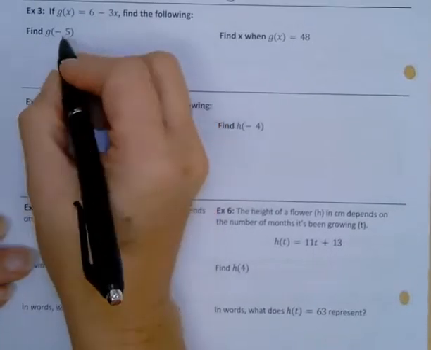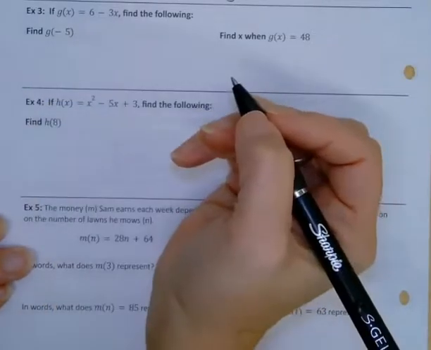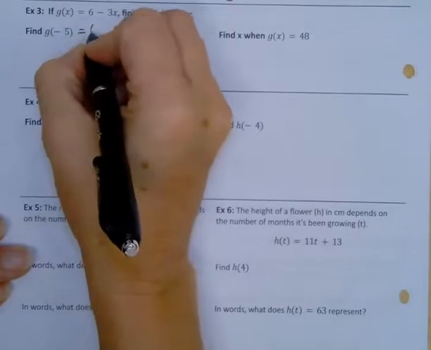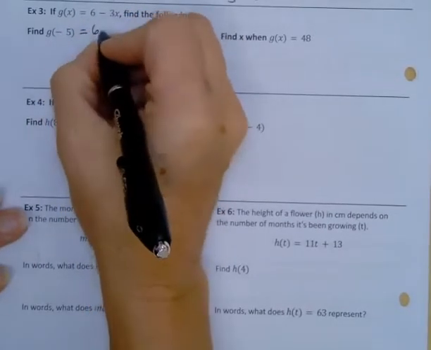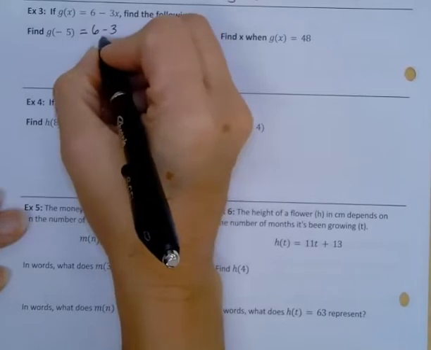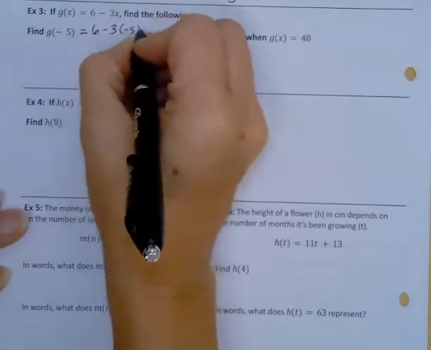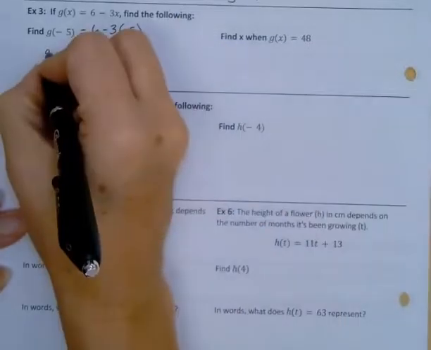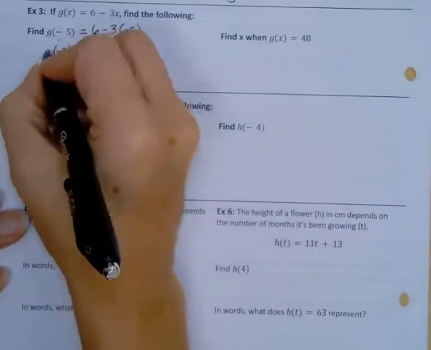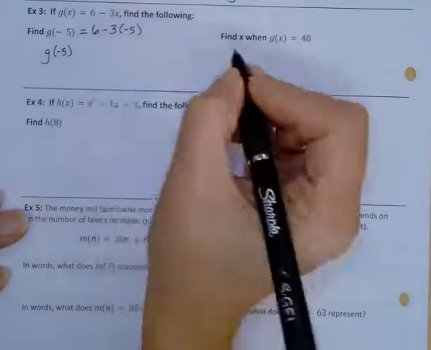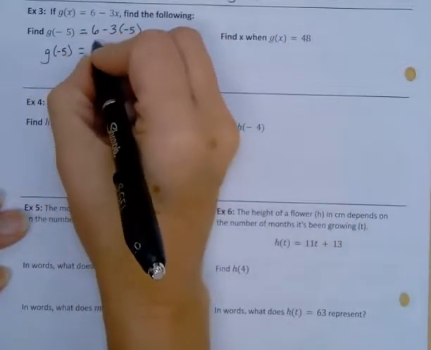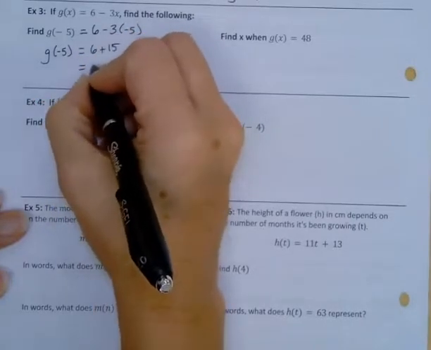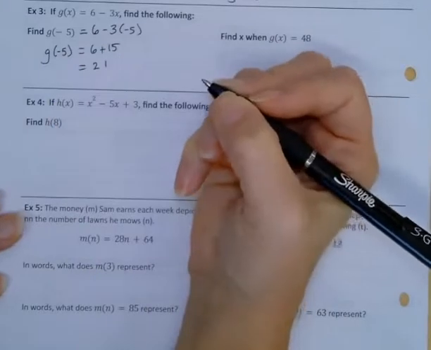What that means is that my x value, my input value, is negative 5. So I'm going to plug in what I know. The g of negative 5 equals this expression, 6 minus 3x. But they've told me that x equals negative 5. So I've just plugged in negative 5 where I used to have an x. So still the g of negative 5, which is really just a label for what this answer is going to be. The g of negative 5 is going to be 6 plus 15. So the g of negative 5 equals 21.